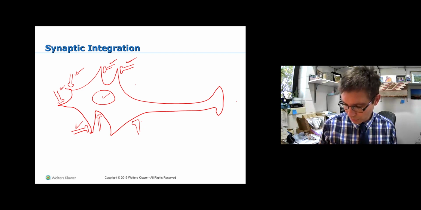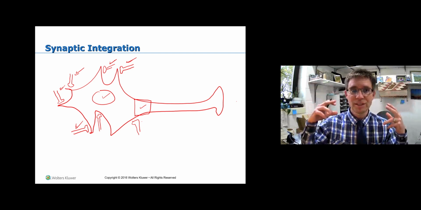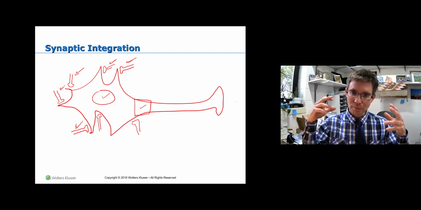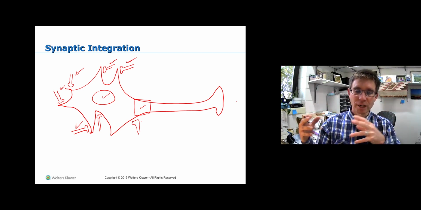So what form does the output come in? There's only one form of output that this neuron will give, and that is action potentials. And those will be triggered here in the axon hillock. So ultimately what we're saying is the neuron gets all of this input from different places, and depending on the combination of all that input, it may or may not fire an action potential.